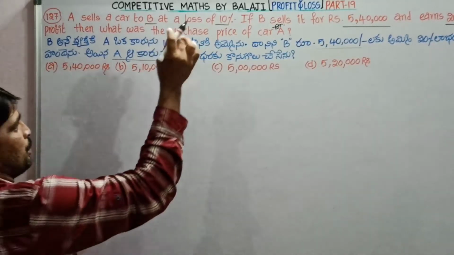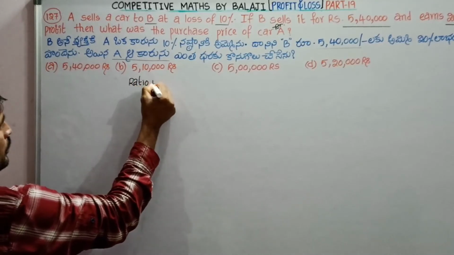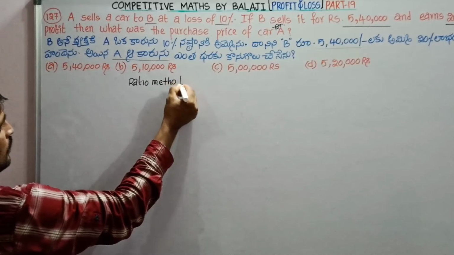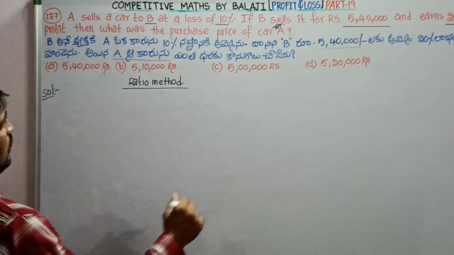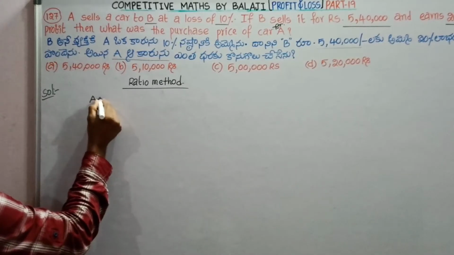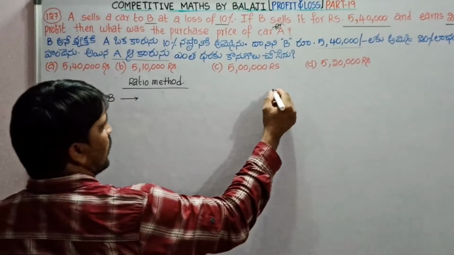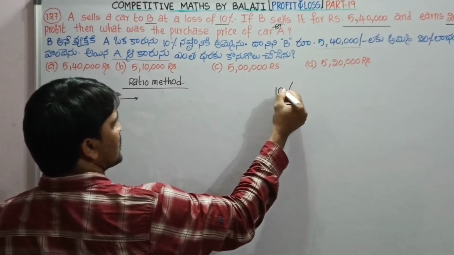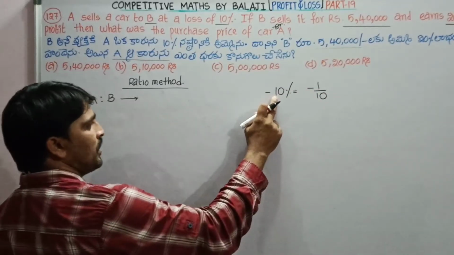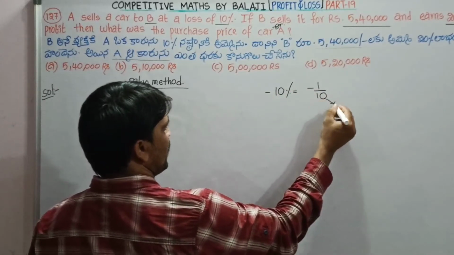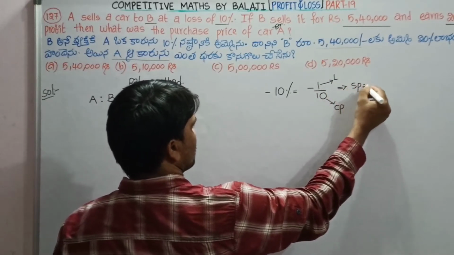Here the percentages are simple, so we use the ratio method. Consider the cost price for A and the cost price for B. Since A sold it at a 10% loss, the fraction value is minus 1 by 10, and we know that loss or profit is always calculated on cost price, so the denominator is cost price. There is a loss of 1 unit, so in this case the selling price is 9 units.